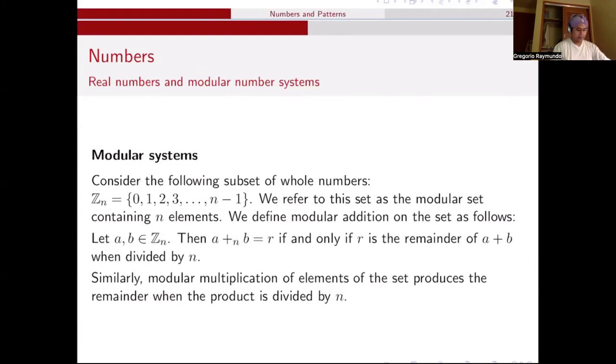Okay. Consider the following subset of whole numbers. Z sub n is equal to 0, 1, 2, 3, dot, dot, dot, n minus 1. We refer to this set as the modular set containing n elements. We define an addition on the set as follows. So, ganito yung addition sa set na ito. a plus sub n b is equal to r if and only if r is the remainder of a plus b when divided by n. Similarly, modular multiplication of elements of the set produces the remainder when the product is divided by n.